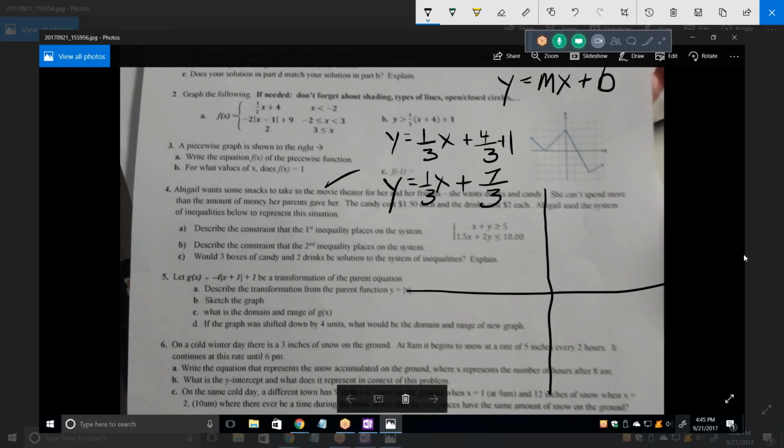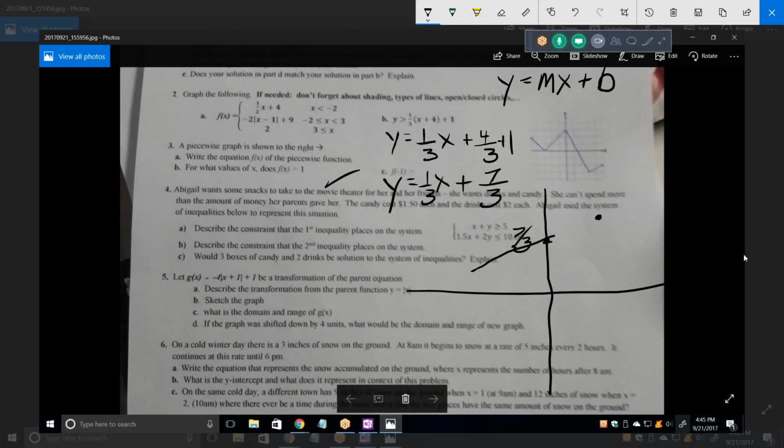So graphing this lower black one, at 7/3. Correct. Always at the y-intercept. Okay, I'm going to call that 7/3 right there. There's one point on my line. I need one more point. How do I get it? The slope. Tell me what I got to do. You go up 1 and then right 3. Perfect. That's it right there.